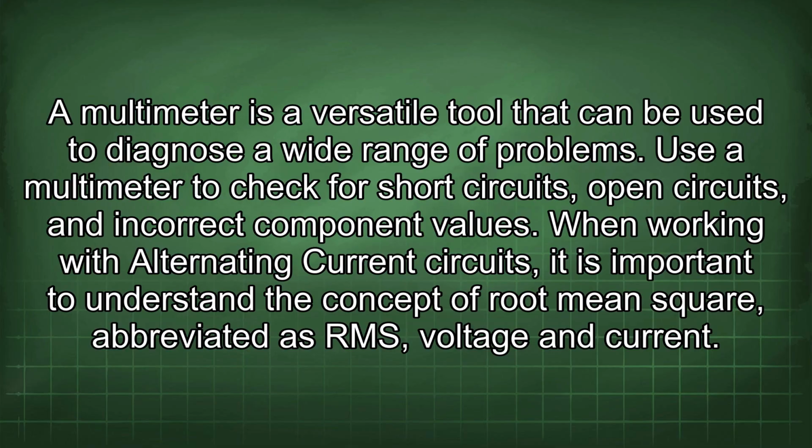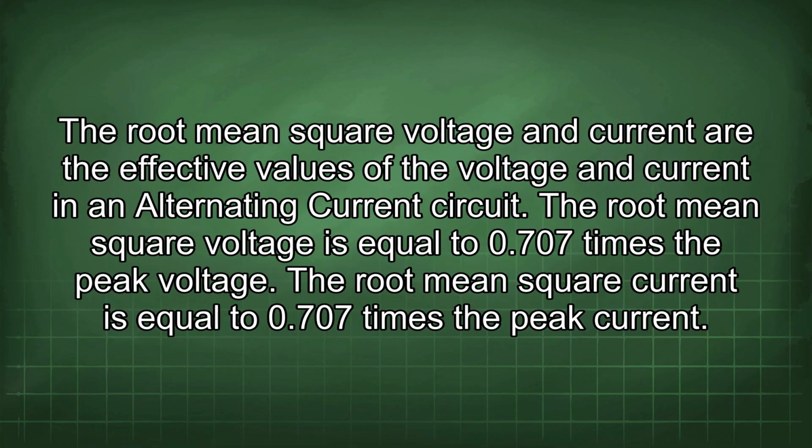When working with alternating current circuits, it is important to understand the concept of root mean square, abbreviated as RMS, voltage and current. The root mean square voltage and current are the effective values of the voltage and current in an alternating current circuit. The root mean square voltage is equal to 0.707 times the peak voltage. The root mean square current is equal to 0.707 times the peak current.